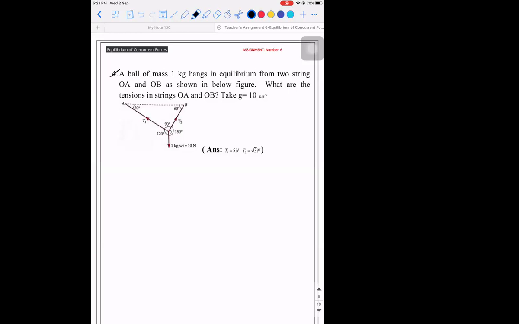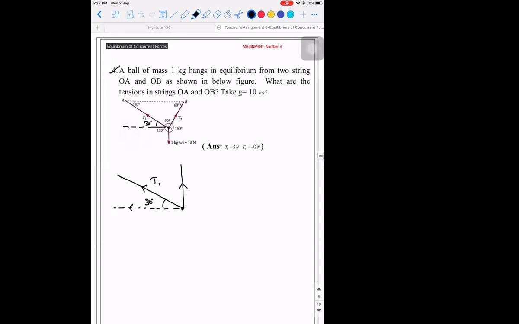So how to solve? If you take this point as O, and if this is T1, then how will you resolve it into components? That's more important, right? If I draw a line like this, then how much will this angle be? That's right, it will be 30 degrees. So this is also 30. So T1 alone can be resolved into two components.